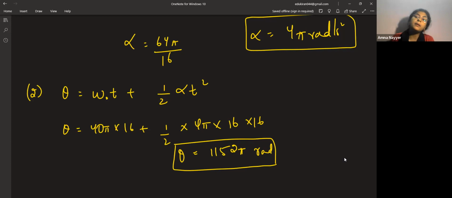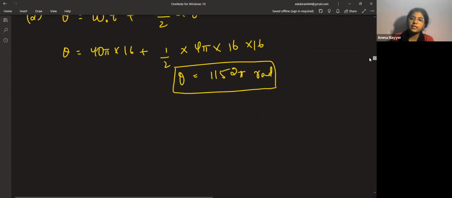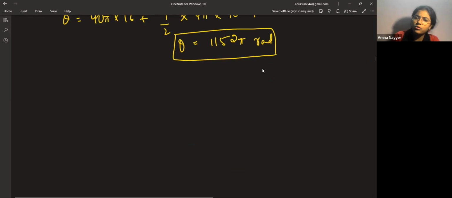Now how will we calculate the number of revolutions? See, this is theta. This is not the number of revolutions. If something is rotating like this, the angle that is swept is the angular displacement. If I have started from this position and I have stopped here, that is the angular displacement, unlike linear displacement which we calculate. If something is moving like this, the angle swept by that time is 90 degrees, so angular displacement will be pi by 2 radian. Similarly, theta is 1152 pi for us.